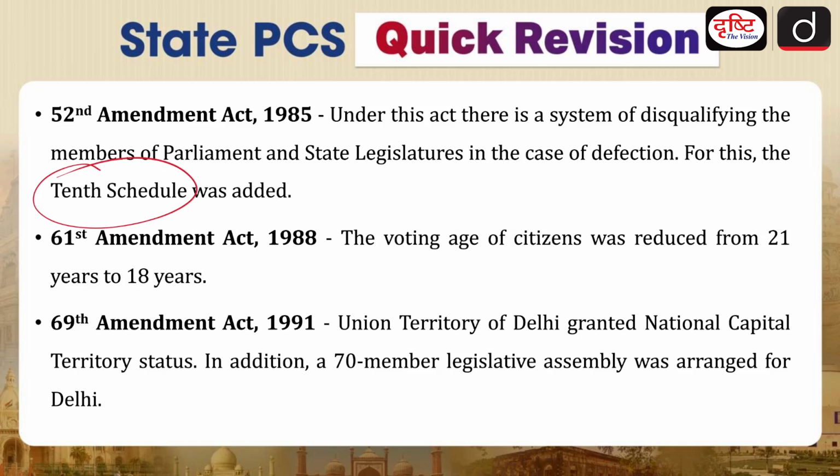Then the 61st Amendment Act 1988 is the amendment wherein the voting age was reduced from 21 years to 18 years. That is one important factor here. Then the 69th Amendment Act talks about the Union Territory of Delhi. Delhi was granted National Capital Territory status, and in addition a 70-member Legislative Assembly was arranged for Delhi. So the 69th Amendment Act is related to Delhi.